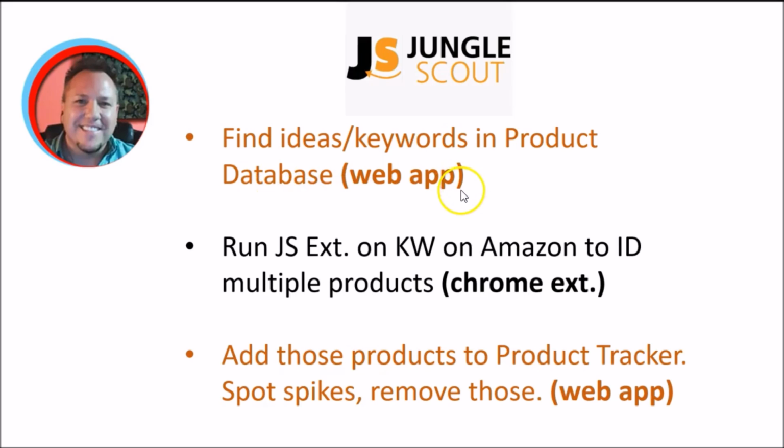Find ideas and keywords in the product database, which is within the web app. You'll also want to run the Jungle Scout extension in your Chrome browser on the keywords while you're on the Amazon site, and that will help you to identify multiple products. Once you get those products, bring those into your web app again in the product tracker. It will help you to spot anomalies and remove those as needed so that you have a solid set of products from which to choose.